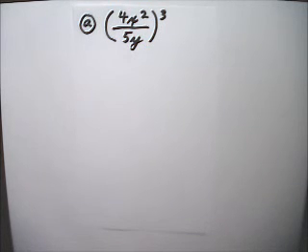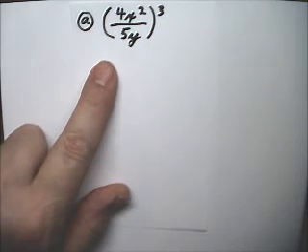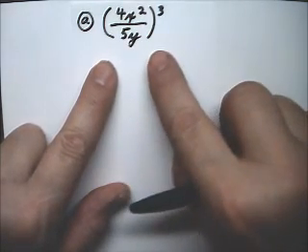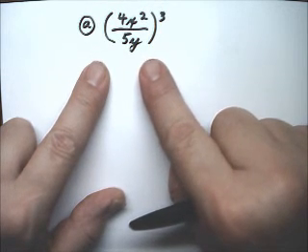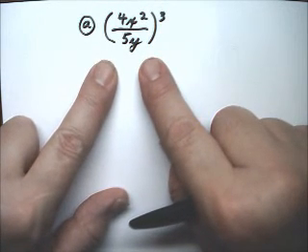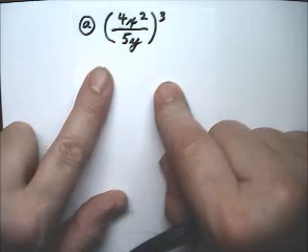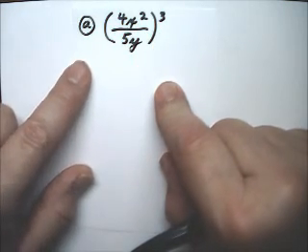Hello, this is Exponents and Radicals, quotients that involve exponents, example 3. And there's an A part and a B part. A part is this problem, 4x squared over 5y, all raised to the 3 power.